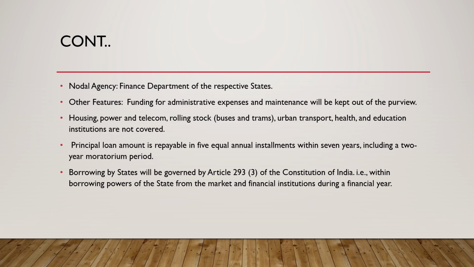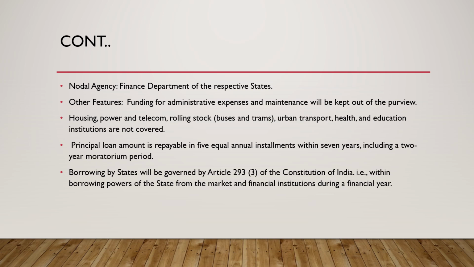About the nodal agency, it is the finance department of the respective states. Other features: funding for administrative expenses and maintenance will be kept out of the purview. Housing, power and telecom, rolling stock, urban transport, health and education institutions are not covered under it.